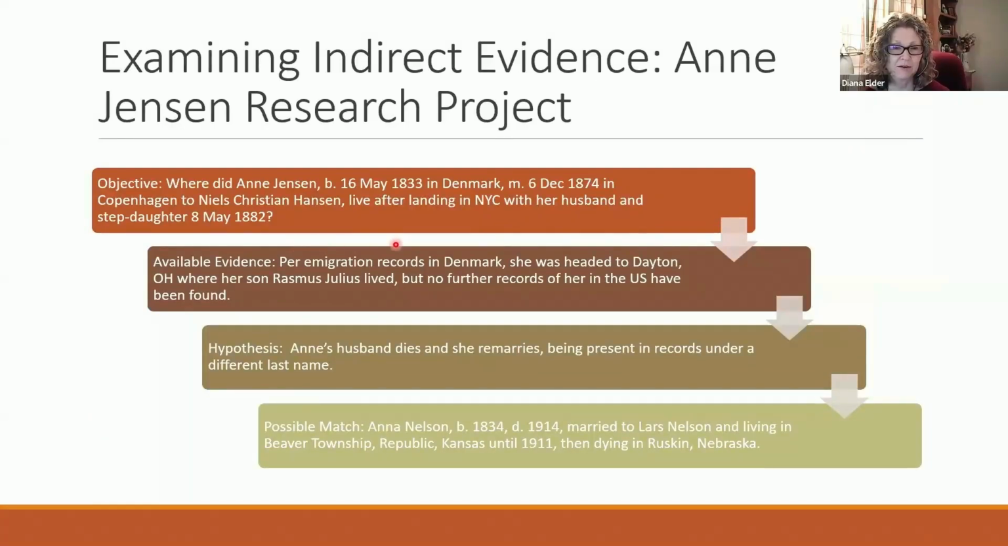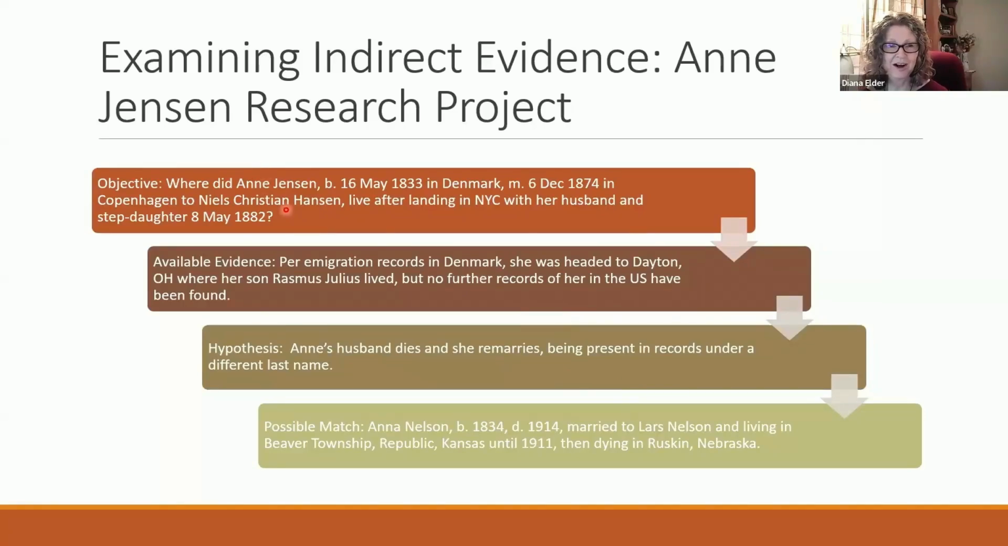For the first thing, we're not going to look at the immigration record, but just know that it said she was headed to Dayton, Ohio, where her son Rasmus Julius lived. But no other records of her in the U.S. have been found for this Anne Jensen married to a Hansen. So the hypothesis is that her husband died and she remarried, and she would be in the records under a different last name.